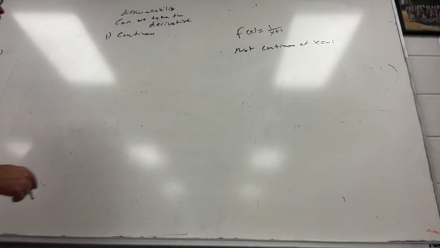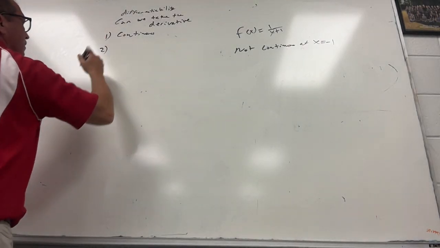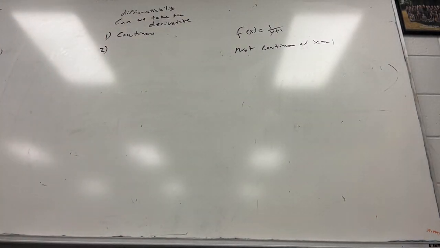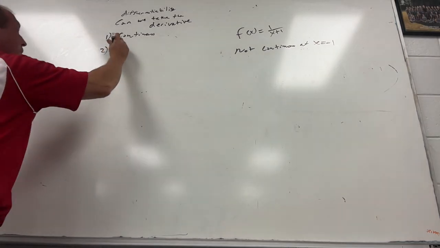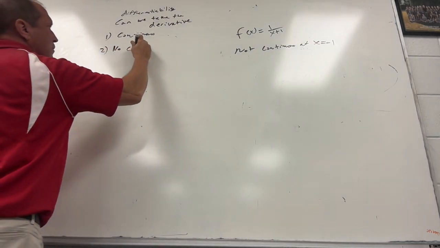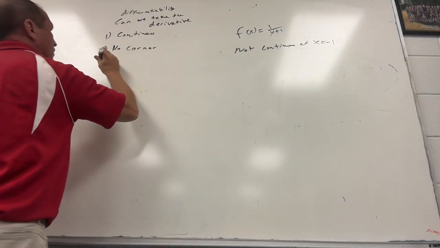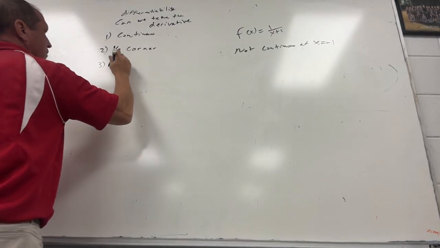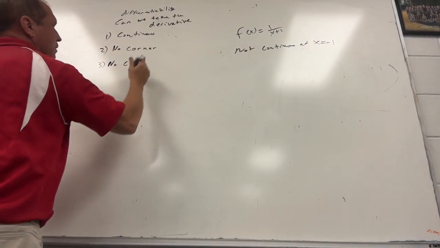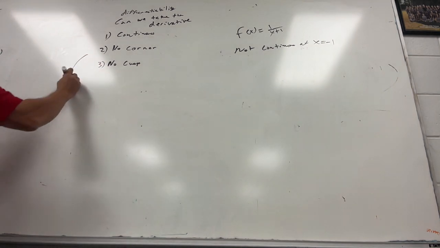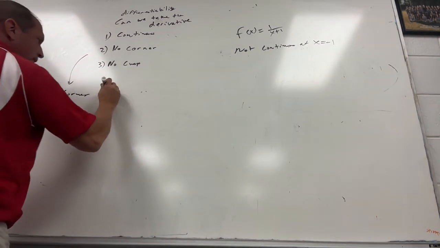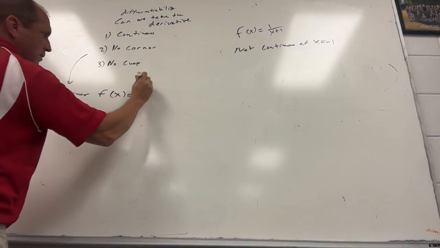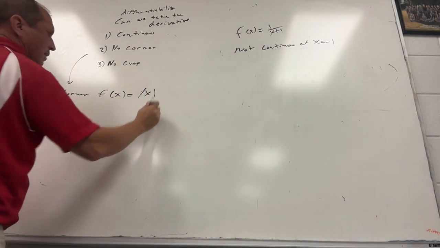Now, the next thing that we need in order to take the derivative is we need for us to not have a corner or a cusp. A good example of a corner is f of x equals the absolute value of x, right?